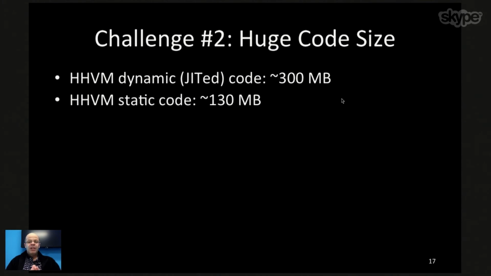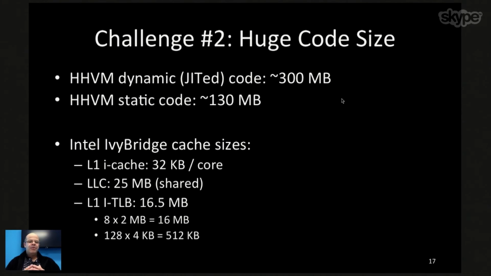In addition to the dynamic code generated by the JIT, the HHVM binary itself has a lot of code in it. These days it has about 130 megabytes of code. So if you put these two together, we end up with about half a gigabyte of code being executed at runtime in the server. And this is pretty challenging, especially if you compare it with the size of caches in the processors. Here are the specs for an Intel Ivy Bridge processor.